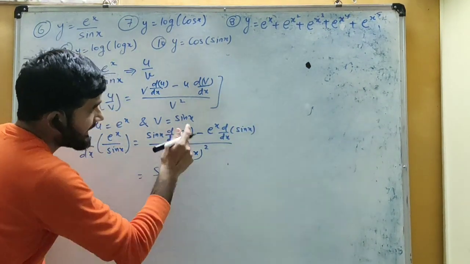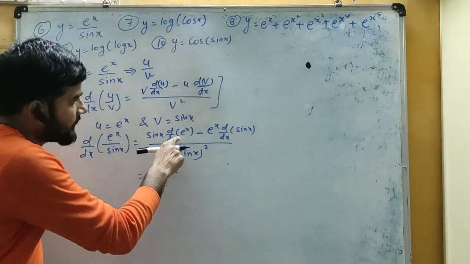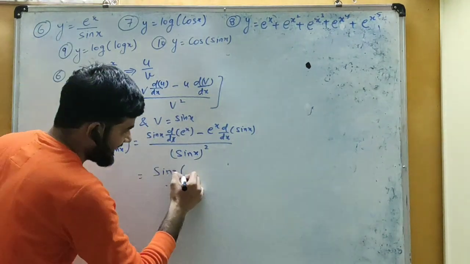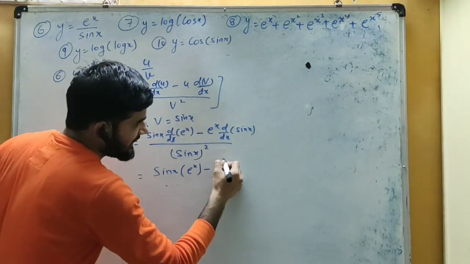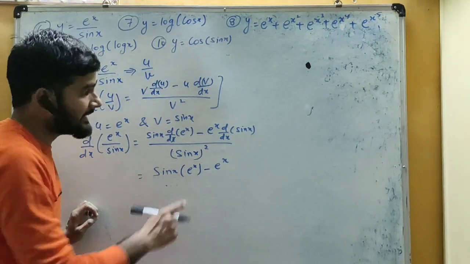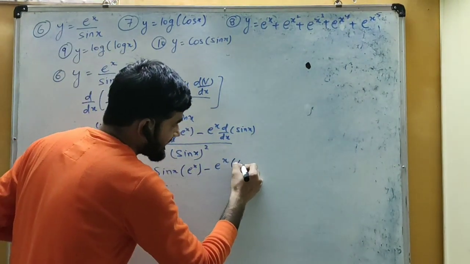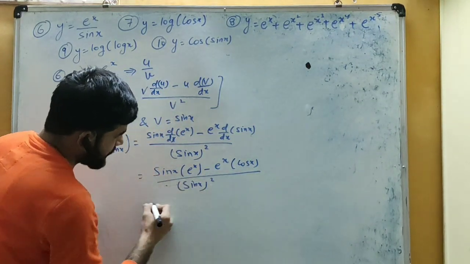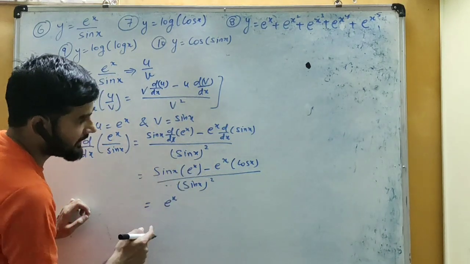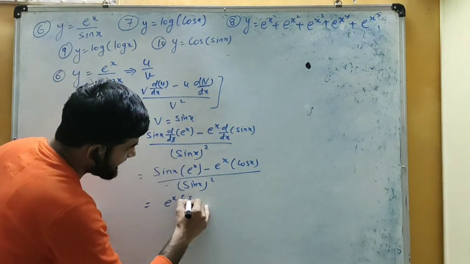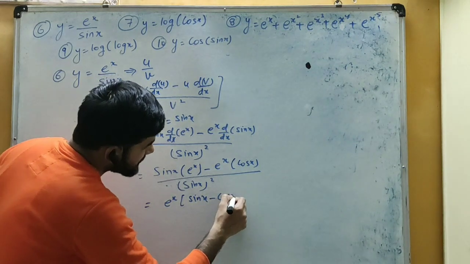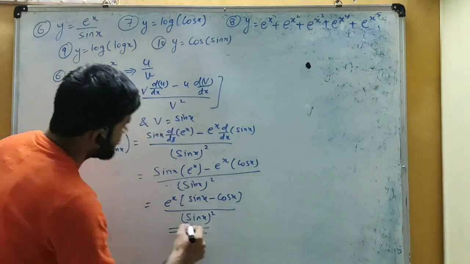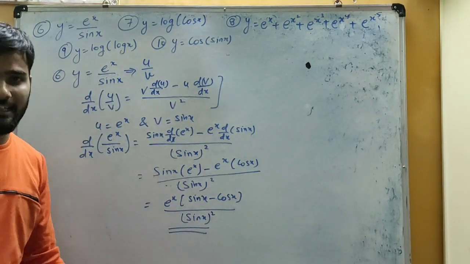Sine x d by dx of e raised to the power x, the differentiation of e raised to the power x will be e raised to the power x as it is, minus e raised to the power x d by dx of sine x, the differentiation of sine x is cos x, and that is over sine x squared. So we can write it by taking e raised to the power x common: e raised to the power x into (sine x minus cos x) by sine x whole squared. This is the differentiation of e raised to the power x by sine x.